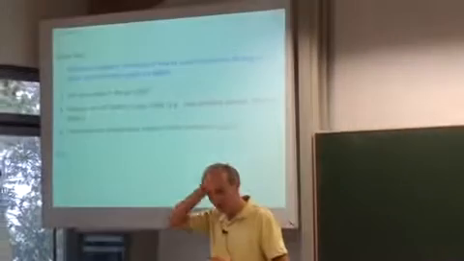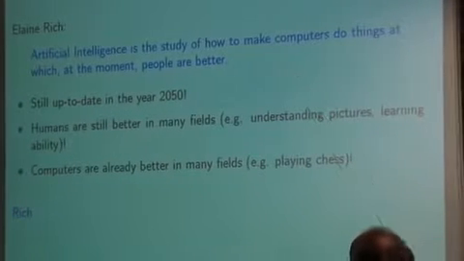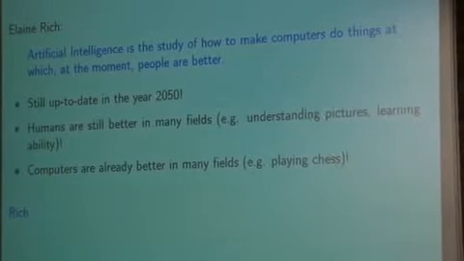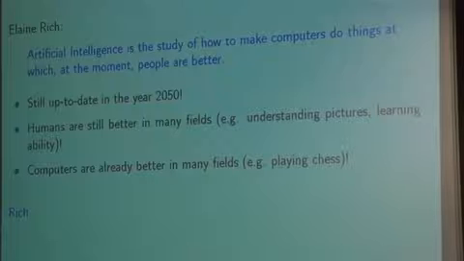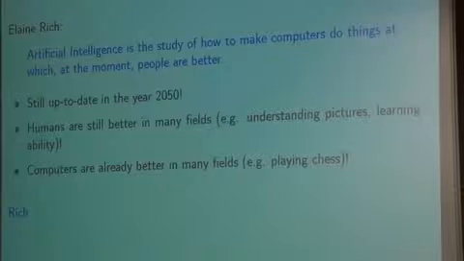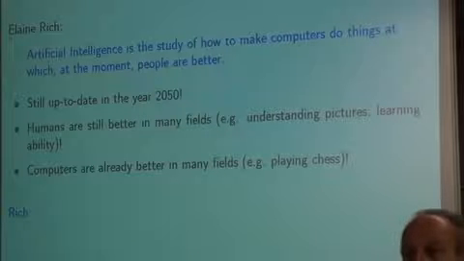And now I give you my favorite definition of AI. This is from Elaine Rich, an AI professor from the United States. And she says, artificial intelligence is the study of how to make computers do things at which at the moment people are better. This is kind of funny because it is not a fixed definition. It is a moving target. This definition changes from year to year. But this is actually what AI is all about.